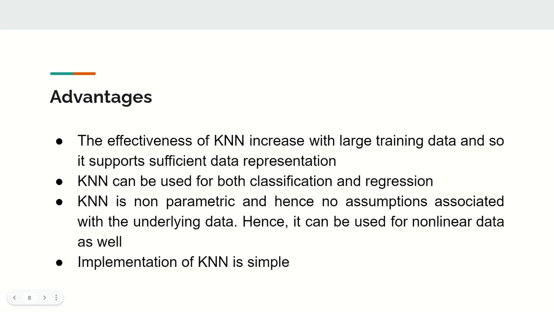Some of the advantages of using KNN. To begin with, KNN can be used for both classification and regression predictive problems. We generally look at 3 important aspects when we evaluate any technique: the ease of interpreting the output, calculation time, and predictive power. KNN classifier is fair across all parameters under consideration. It is commonly used for its ease of interpretation and low calculation time. Some of the other advantages are listed here. The effectiveness of KNN increases with large training data, so it supports sufficient data representation. KNN can be used for both classification and regression. The other two I mentioned prior.